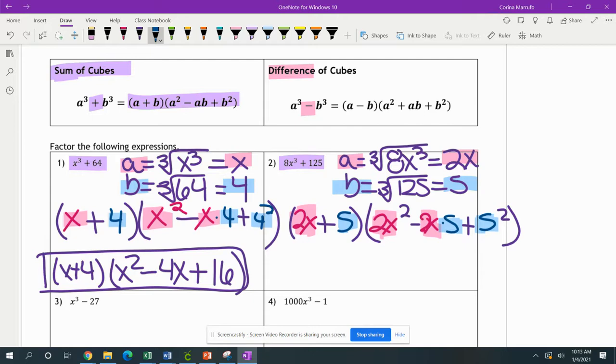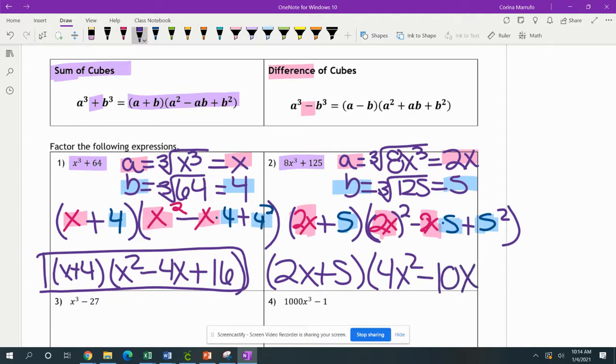Once you plug that into your formula, we go ahead and simplify it. So we have 2x plus 5, that stays as is. We have 2x squared. Now you don't just square the x, you also have to square the 2 because it had the 2 terms. So 2 squared is 4, and x squared is x squared. Minus 2x times 5 gives us 10x, and 5 squared gives us 25. And that's it.